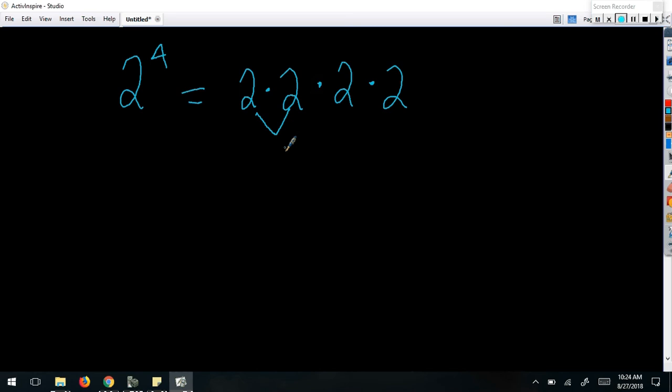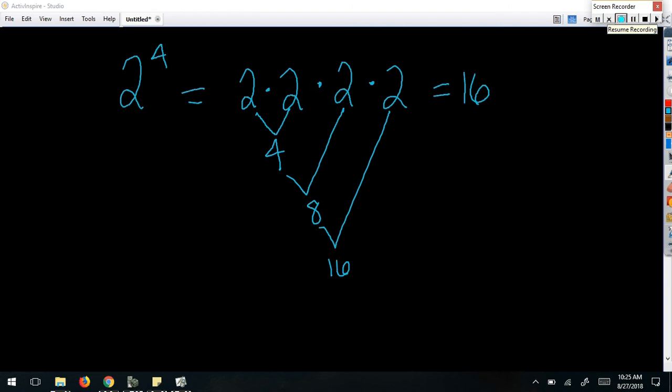All right, look. 2 times 2 is 4. And 4 times 2 is 8. That's how I do it. And then 8 times 2 is 16. I think, and I hope I'm not wrong, that we all understand how to evaluate exponents given this way.